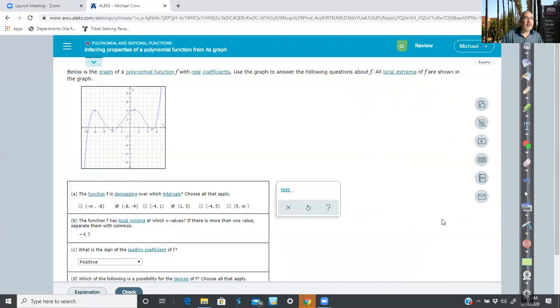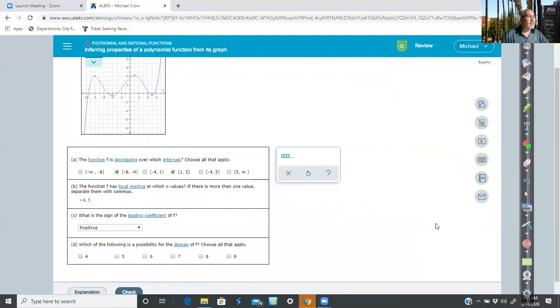There we go. Let me come up a little bit. Which of the following is the possibility for the degree of f? So first, we've already decided, because of this shape that's coming from negative and going to positive infinity, down and coming up and then going off this way. This is an odd function. So it's either going to be 5, 7, and 9, and so forth. It's going to be the odd numbers.